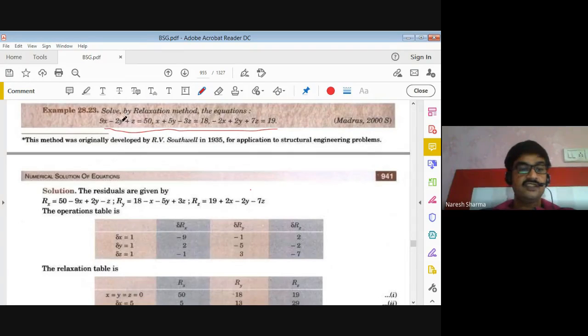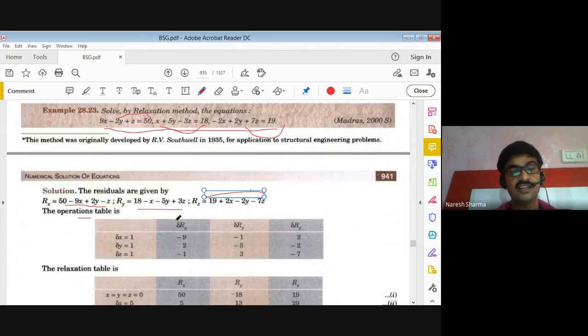First we shift all these to the right hand side. So 50 minus 9x minus 2y minus z becomes the Rx. Similarly, shift all these to the right hand side, so this becomes the Ry. Similarly, these to the right side, this becomes the residual of your z variable. Now write the operation table.